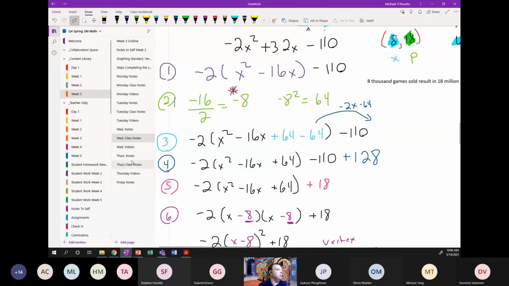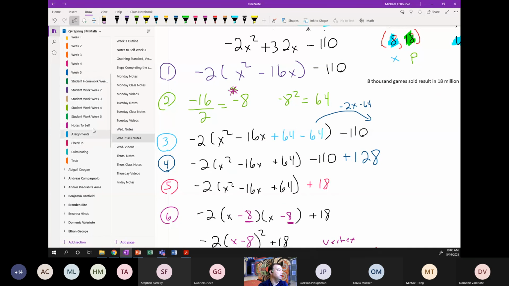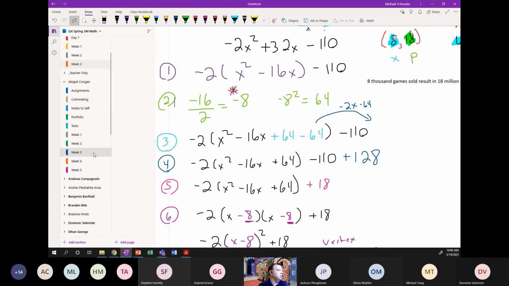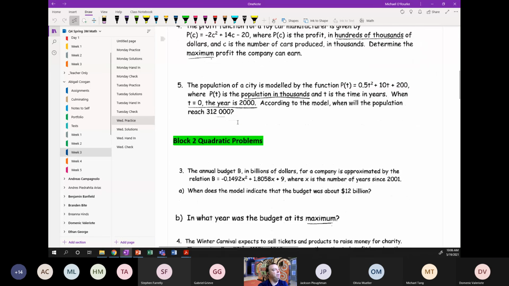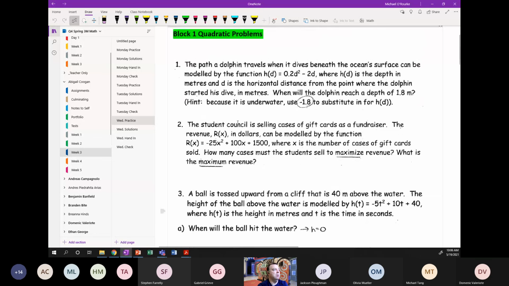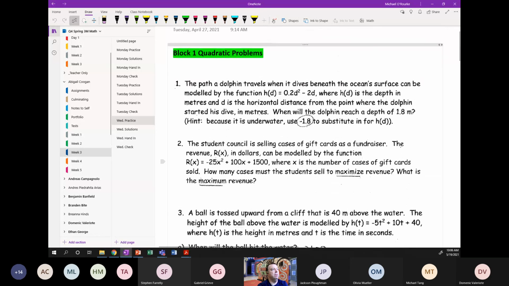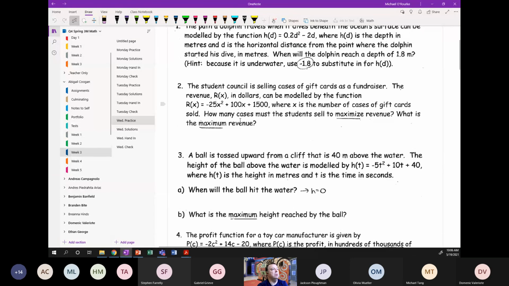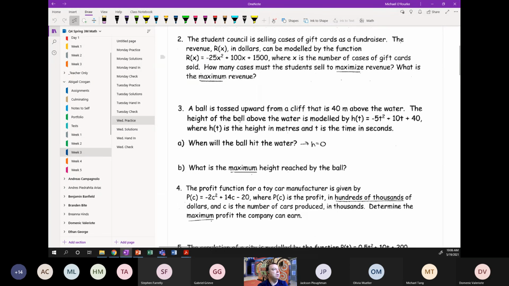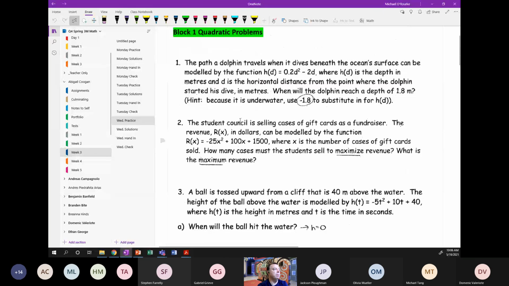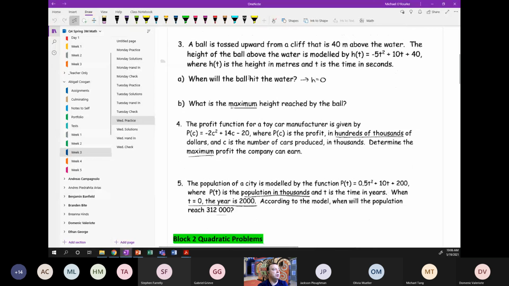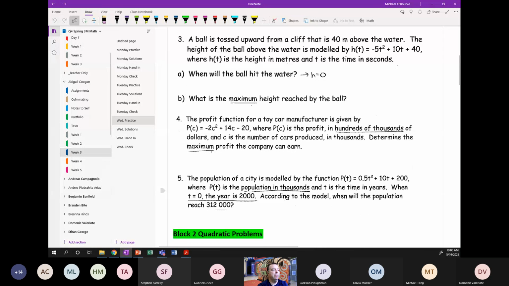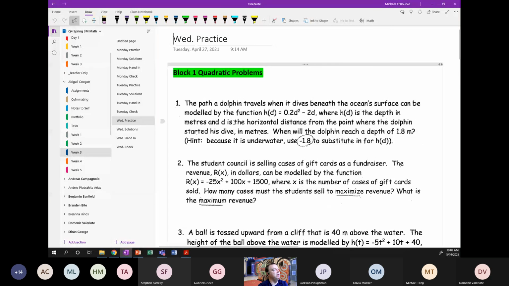So let's take a look at your homework, your practice for today. You have 5 questions, and they're very similar to the ones we did. Let's skip question 1. Do question 2, question 3, question 4, question 5. Okay, so skip question 1.